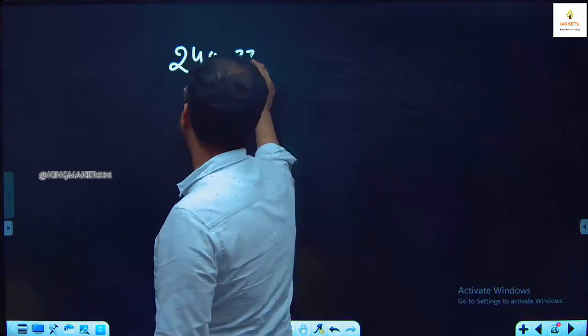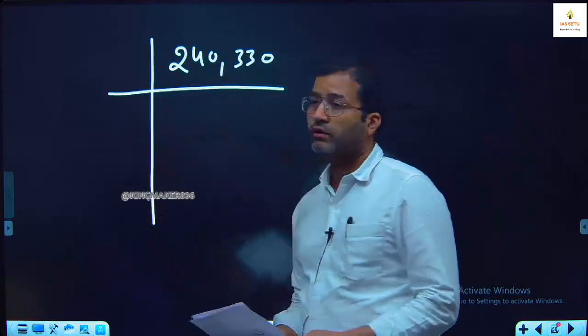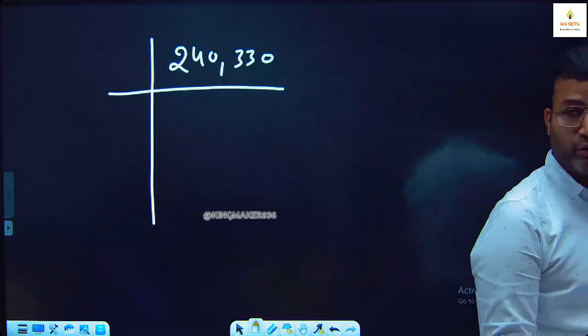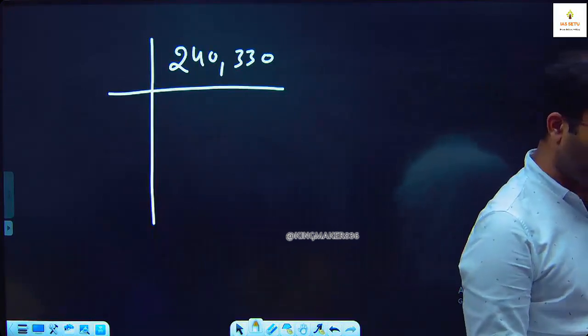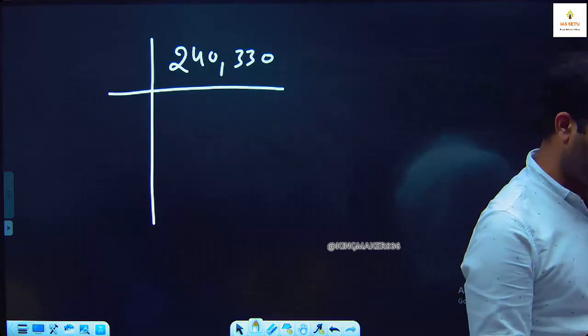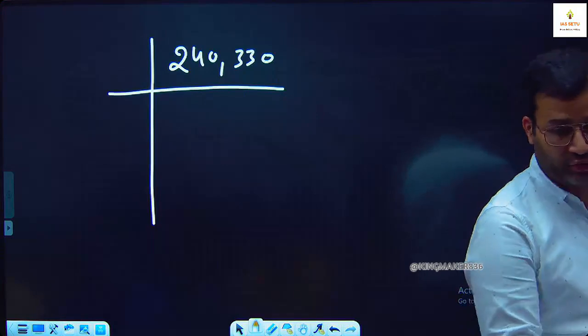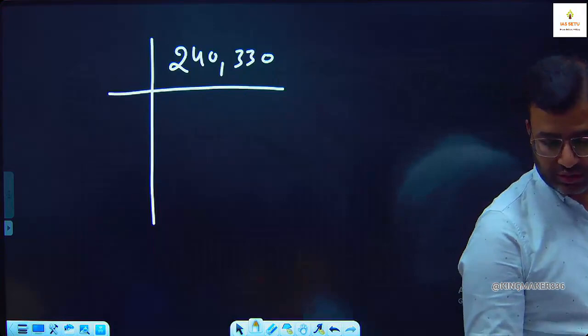240 and 330. Find HCF of these two numbers. Then I will give the answers of the last class handout. कल आपको 2 handout मिले थे, उनमें से एक ही कर पाए हो. बोर्ड मास वाला एक ही मिला था, मतलब कंबाइंड था. Remaining questions you have to try today. ठीक है, मैं आपको आंसर दे देता हूं सबके.